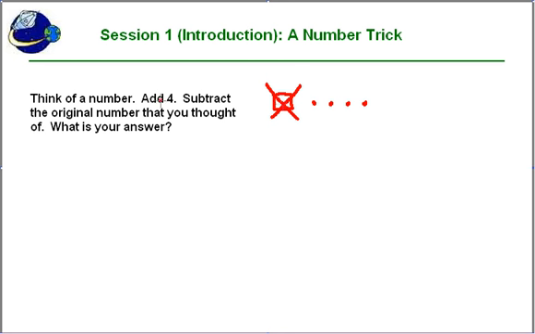What if your number was 10? Well, 10 plus 4, add 4 is 14, and then subtract the original number, 10. Well, 14 minus 10 is 4. And no matter which number you choose, you're always going to get 4. So we were actually able to solve this particular problem, even though it was very simple, without even having to know what the numbers were. We just strictly used symbols.